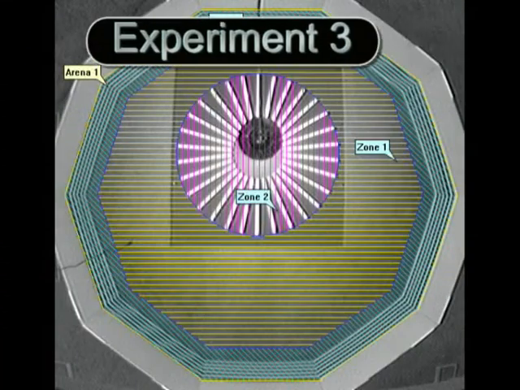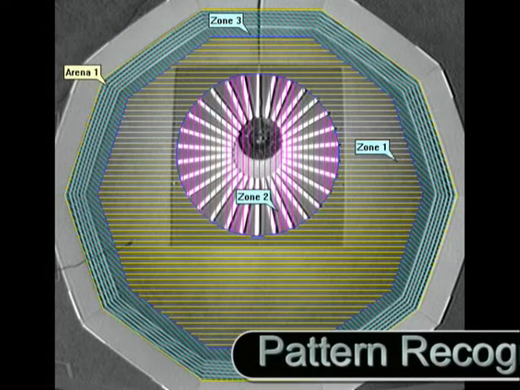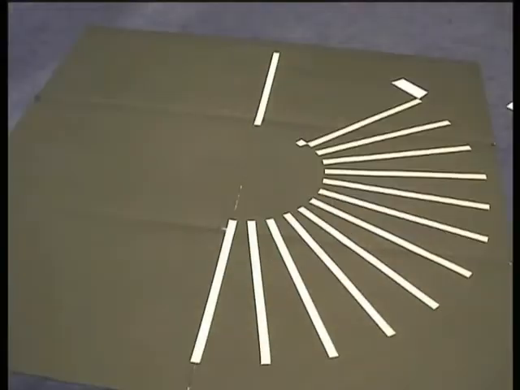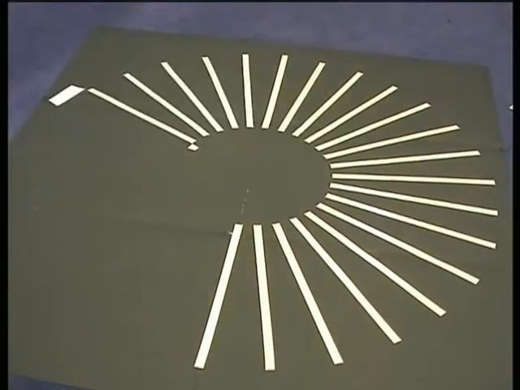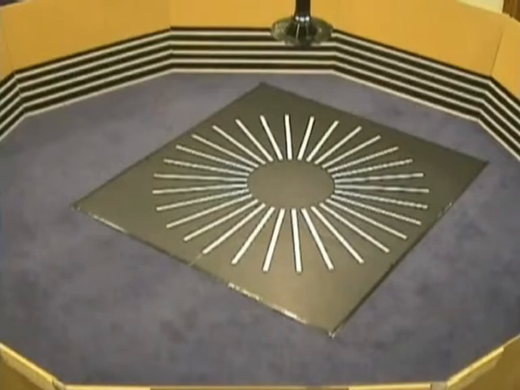Experiment 3. Pattern recognition. This is the same arena that was used in Experiment 2 with the addition of a center star pattern and horizontal lines on the arena walls.